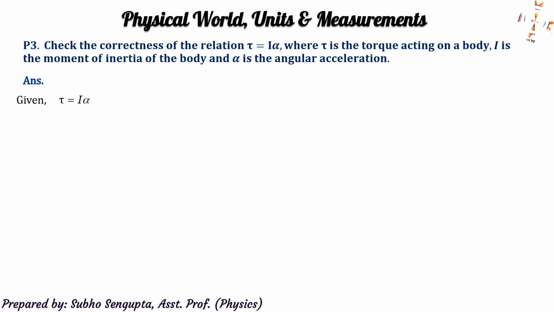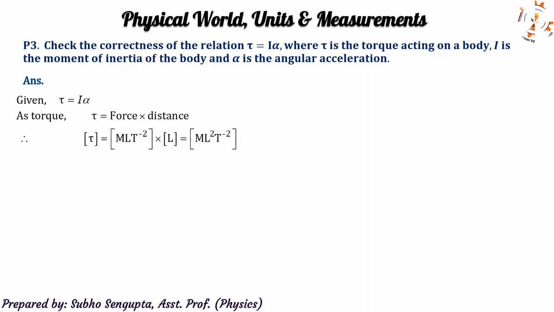Remember, torque, denoted by tau, is the rotational analog of force acting on a body. It is measured by the product of the magnitude of the applied force and the perpendicular distance of the line of action of the force from the point of rotation of the body. So, torque is mathematically expressed as the product of force and distance. Therefore, the dimensional formula of torque is [M L^2 T^-2]. This is also the dimensional formula of work. But remember, torque and work are two different physical quantities.